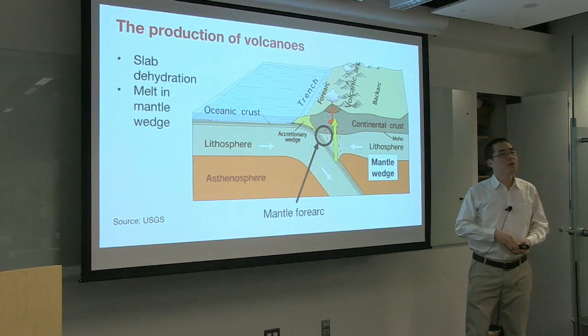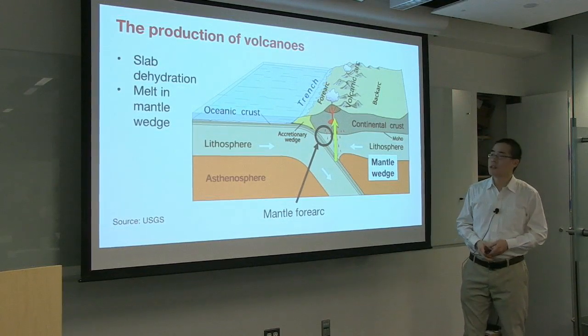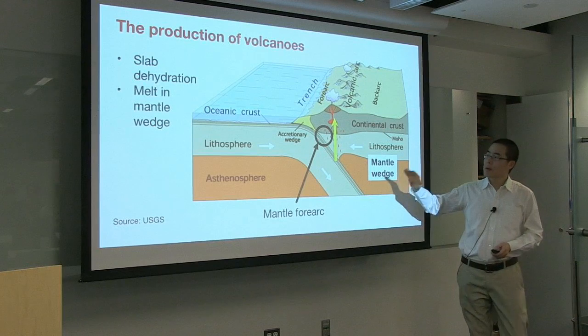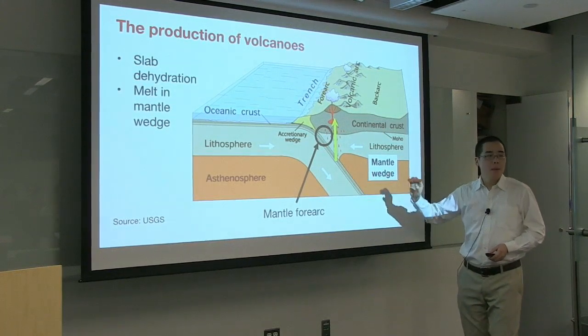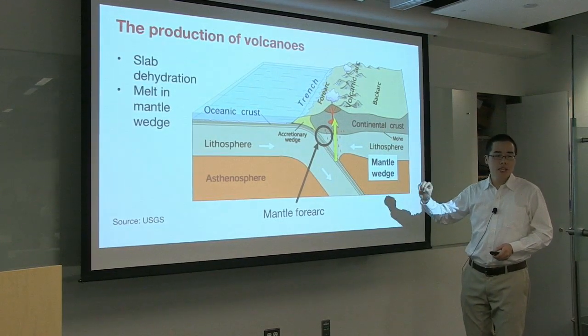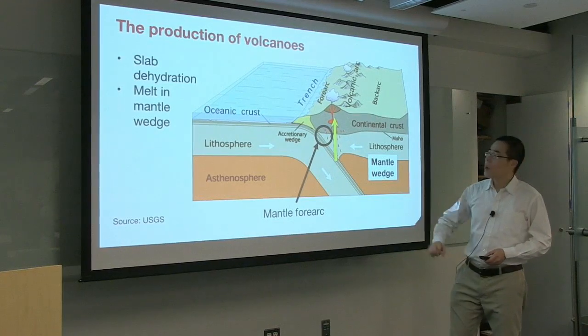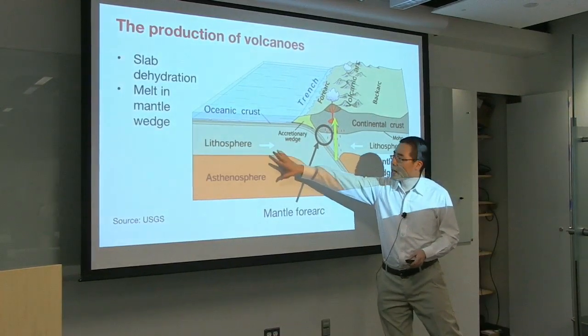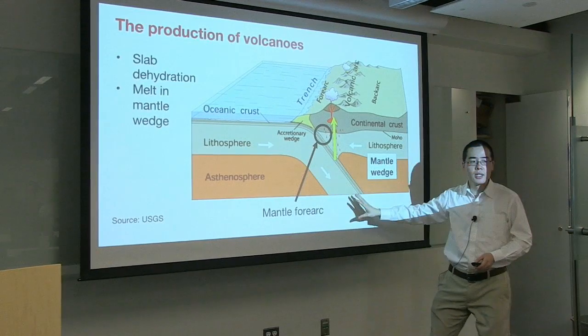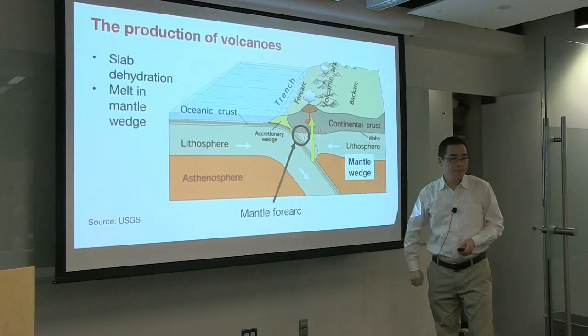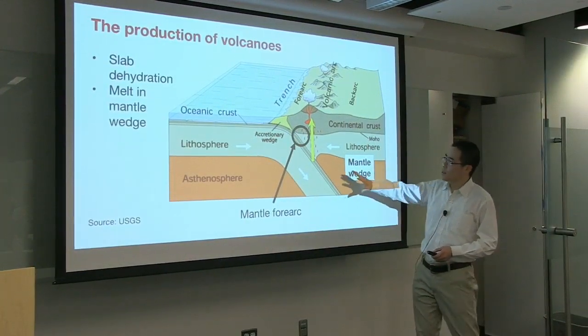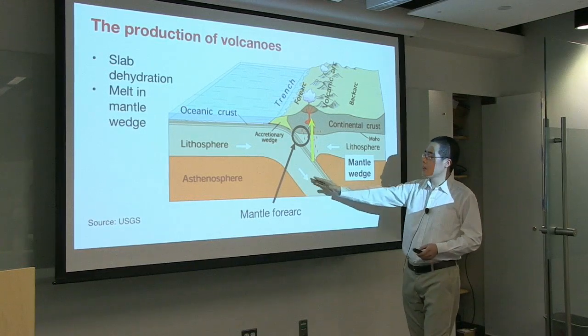We generate or produce volcanoes in subduction zones. This schematic model, or cartoon, shows the basic, very simple setting at a subduction zone, where you have the Pacific oceanic plate subducting underneath the continental plate. This is called the downgoing plate, or subducting plate.